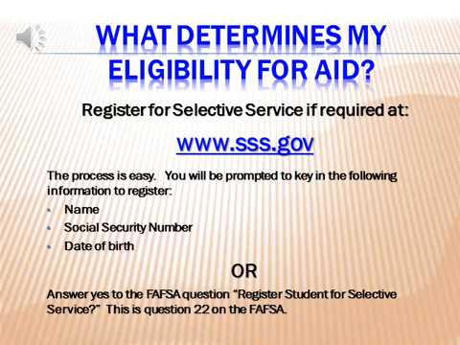What determines my eligibility for aid? Register for selective service if required at www.sss.gov. The process is easy. You will be prompted to key in the following information to register: name, social security number, date of birth, or answer yes to the FAFSA question, register student for selective service. This is question 22 on the FAFSA.